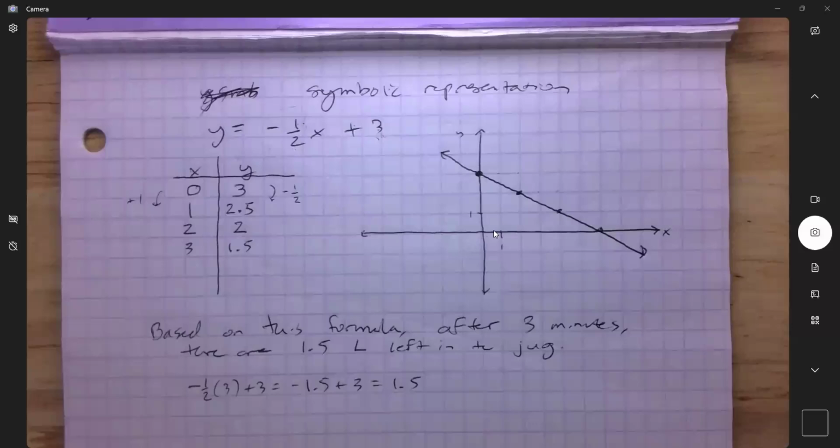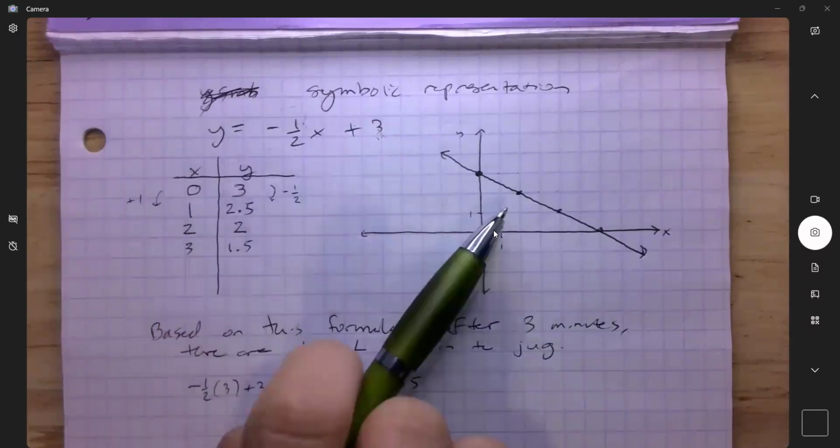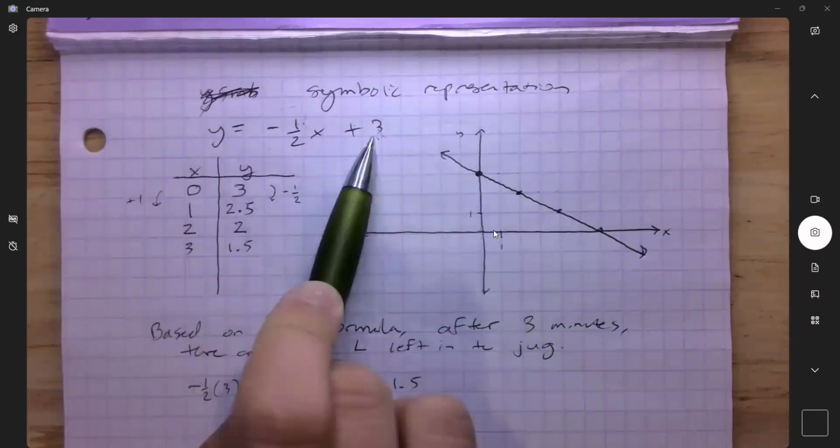That's really all I want to talk about. Your homework is basically, can you identify slopes and intercepts from different representations? If I give you a verbal representation, can you identify the slope and the intercept? If I give you a symbolic formula, can you identify the correct graph from the slope and the intercept?